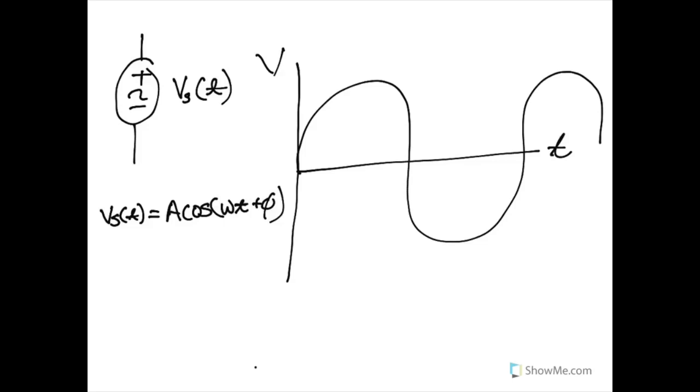The first important parameter is the amplitude. The amplitude tells you how large that wave actually is. Over here on this diagram to the right, I've indicated the amplitude of the wave. This second parameter, omega, is the frequency. Frequency is how often the wave oscillates.